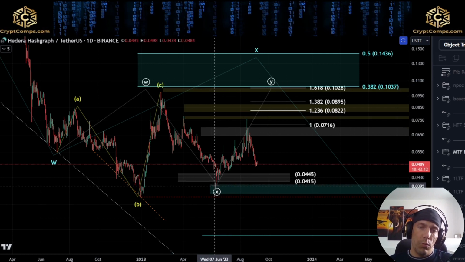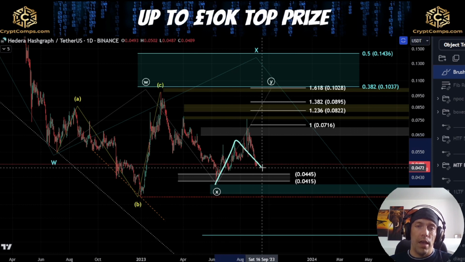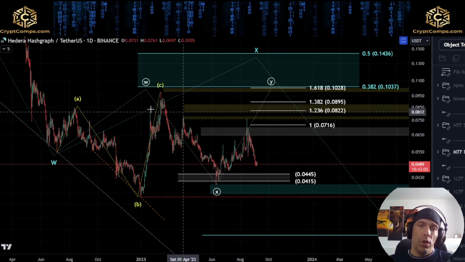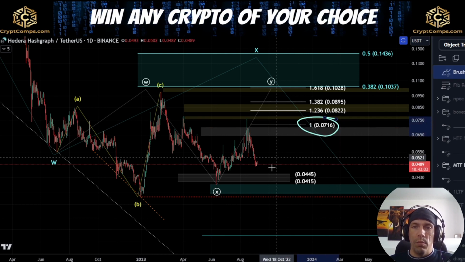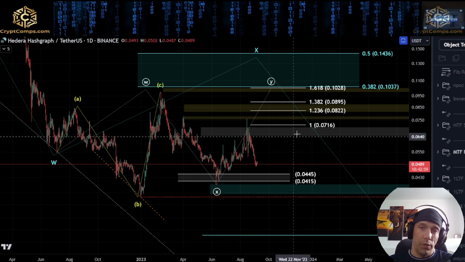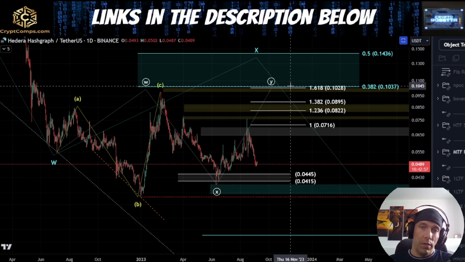Now, if we're looking for that, what we could see is that we could get this as A, B, and we could see a bigger C wave looking to play out here. The 1-to-1 of the W wave has already been met here at this 0716, but I would like to see this take a bit more time if this is going to actually take place in this way.